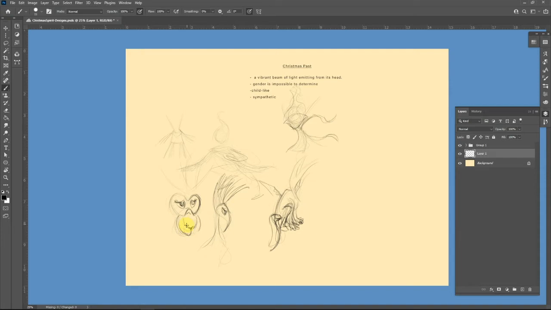What I wanted for the past at first was kind of a fossil-like look, maybe some sort of skeleton from an extinct animal. Yeah, it kind of looks like a dodo bird. You mean a dodo? Uh-huh.